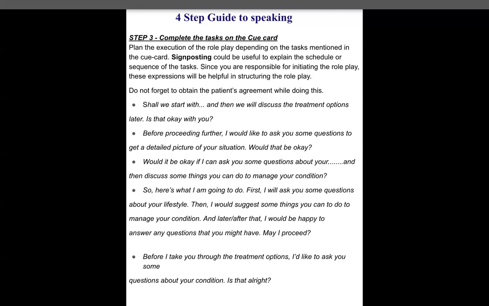So step 4 is completing the task. Like I said, in the cue card, before going into the task, you have to tell what you are planning to talk about. And when you're going to each and every task, you have to tell the patient what you'll be talking about next. Initially you said, "I'm going to talk about these things." And when you are talking about all of those things, don't just talk without asking the patient something. When you're going to the next point, always ask, "Now I'm going to talk about the treatment plan, like I said before. Is that okay?"